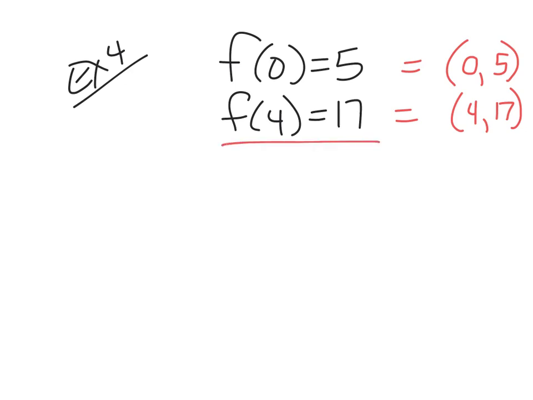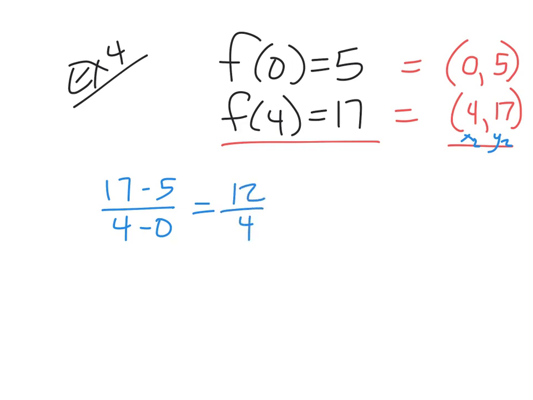So when you see this craziness, I would rewrite them as points because that makes a little more sense in your brain. Once you have them as the 2 points, can we find the slope now? Yes, because we can do y2 minus y1 over x2 minus x1. So I'm going to make this my x2 and y2. So we'd say 17 minus 5 over 4 minus 0. What's 17 minus 5? And then 4 minus 0. Can I simplify 12 over 4? Makes my slope 3.